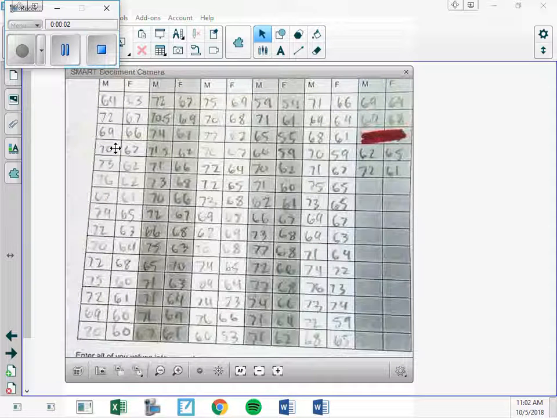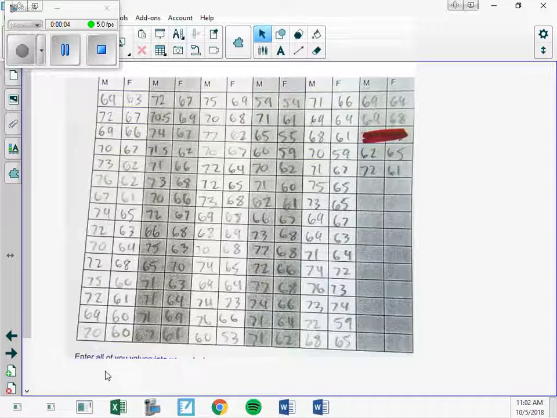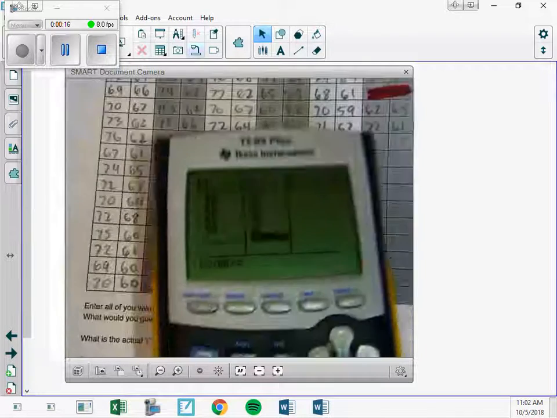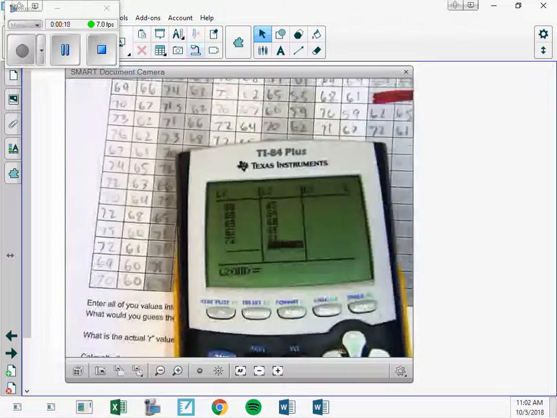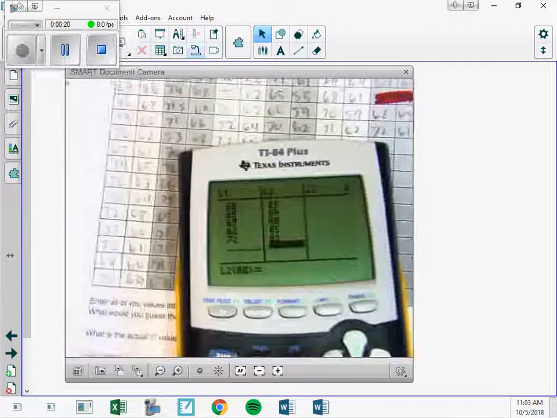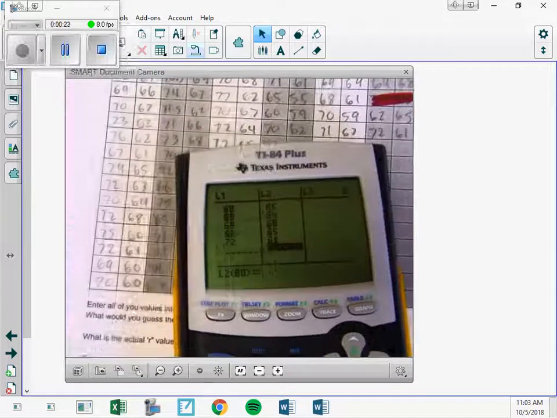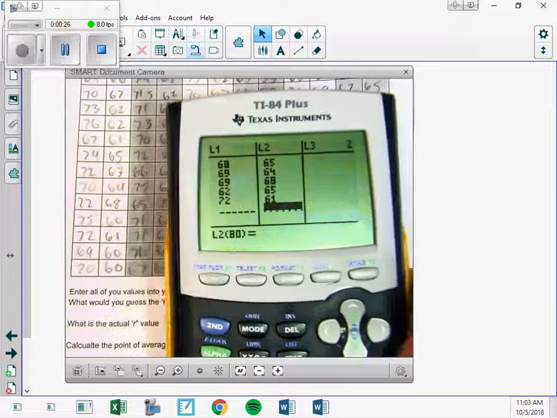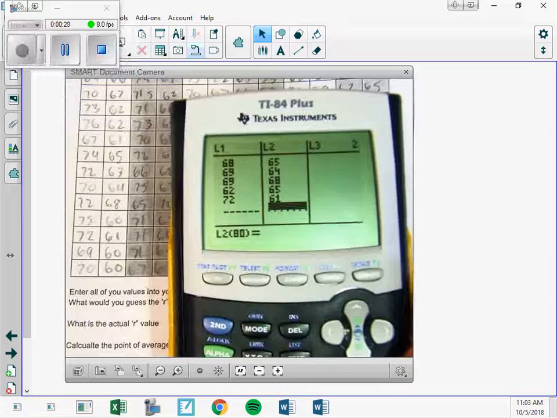Okay, here are all of the class scores. So you need to have those entered into your calculator, which I have right here. Now, it usually helps out if you sort. Okay, there you go. You can see them. So how do we sort the lists?